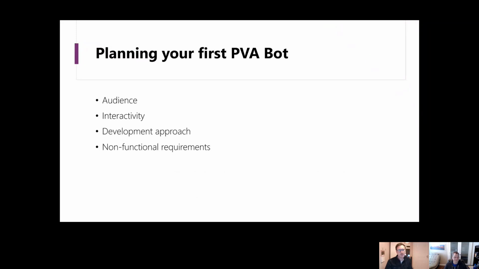Cool. So if the why reasons resonate with you and you want to start planning your bot, there are a few things we think are really important to think about that do change what you might focus on when building that bot. Those are the audience that you're going to be building it for, the sorts of interactivity that are going to be implemented in the bot, the development approach you're going to take, and non-functional requirements, those things that maybe aren't so obvious when you're defining exactly what the bot does, but are really important to make it successful.